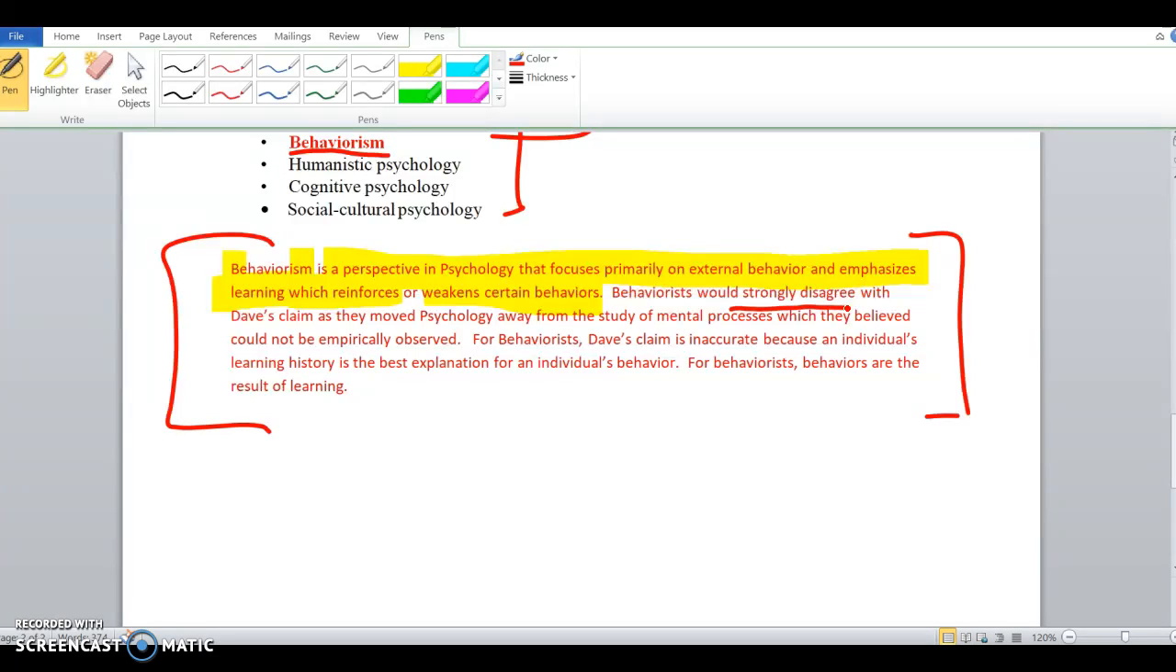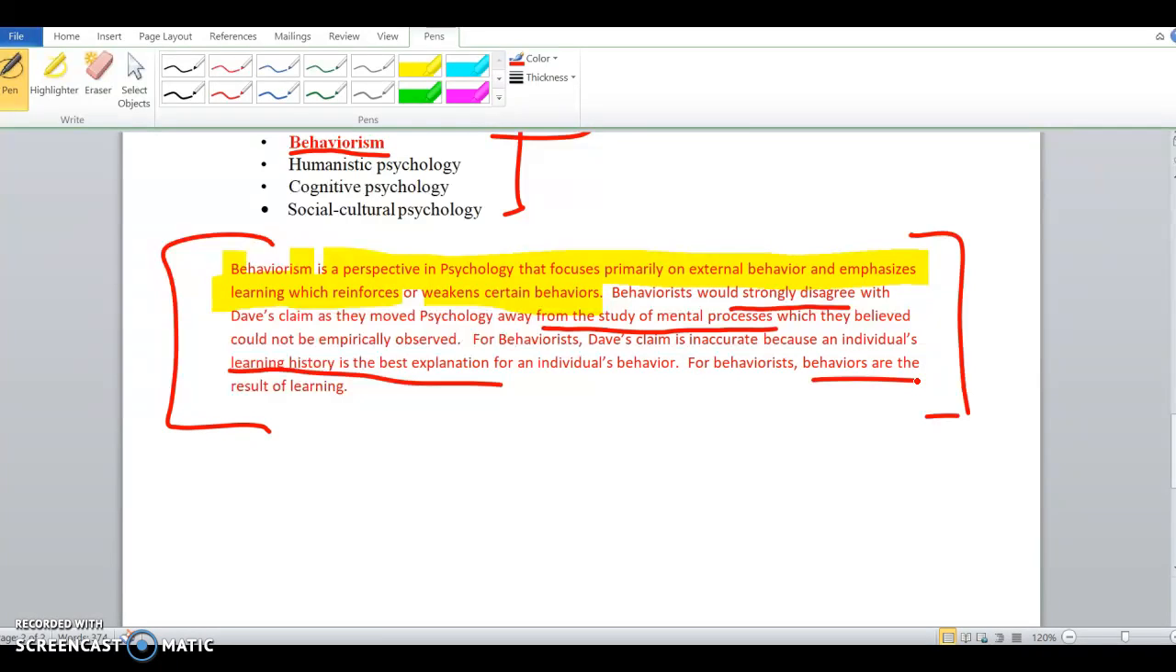Now the second part is, why would they? That is covered right here. They don't believe mental processes can be empirically observed. Where is the unconscious? I can't see it. I can't measure it. I continue on by saying they believe that learning, how we're reinforced for our learning, or how certain activities we have are not reinforced, is what explains our behaviors. For behaviorists, our behaviors are the result of our learning history. The things we are reinforced for are the things that we continue to do.